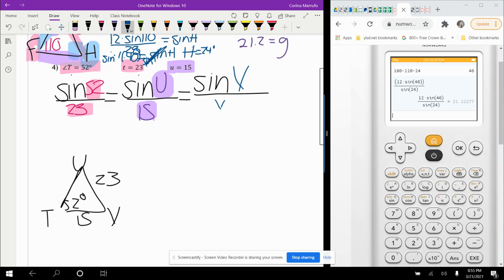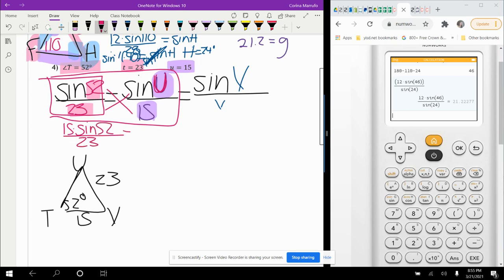From there, we're going to figure out which one we're going to use. Because we know big T and little t, we're going to have to use this one first. And since this one is only missing one variable, just the u, we have to start with these two. So I'm going to cross multiply. I get 15 times sine of 52, and then the sine of u on the top times the 23.